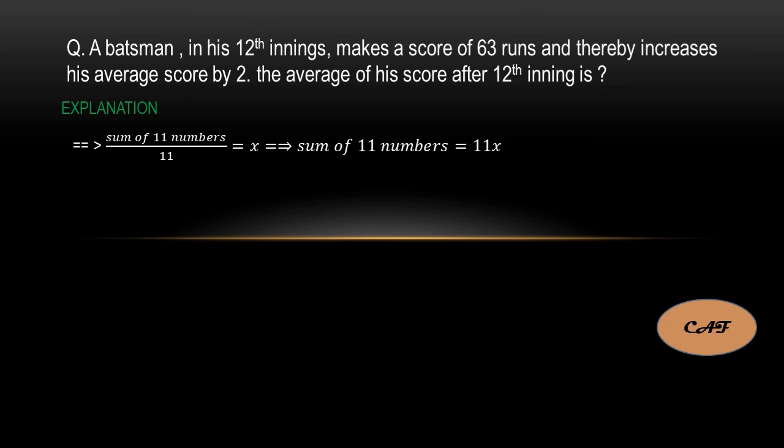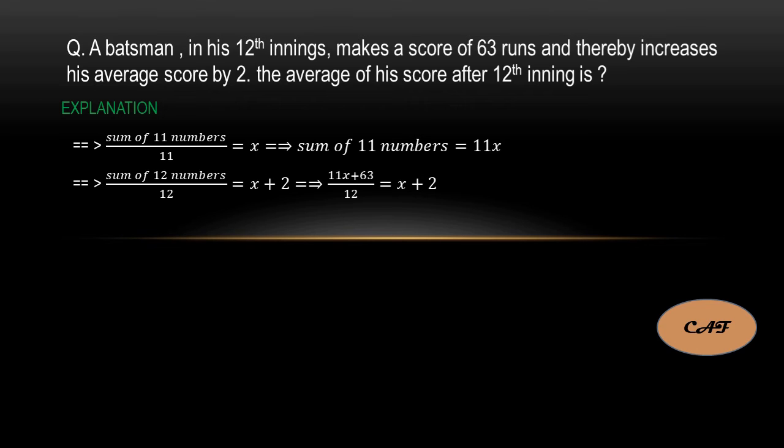Okay, see this one. Before the 12th innings, he completed 11 innings. So the 11 innings average is equal to the sum of 11 numbers divided by 11 is equal to, I don't know that value, so I am assuming x. So you will get the sum of 11 numbers is equal to 11x. Okay. So after that what happened? He added a score of plus 63. Okay. So for 12 numbers what will happen?